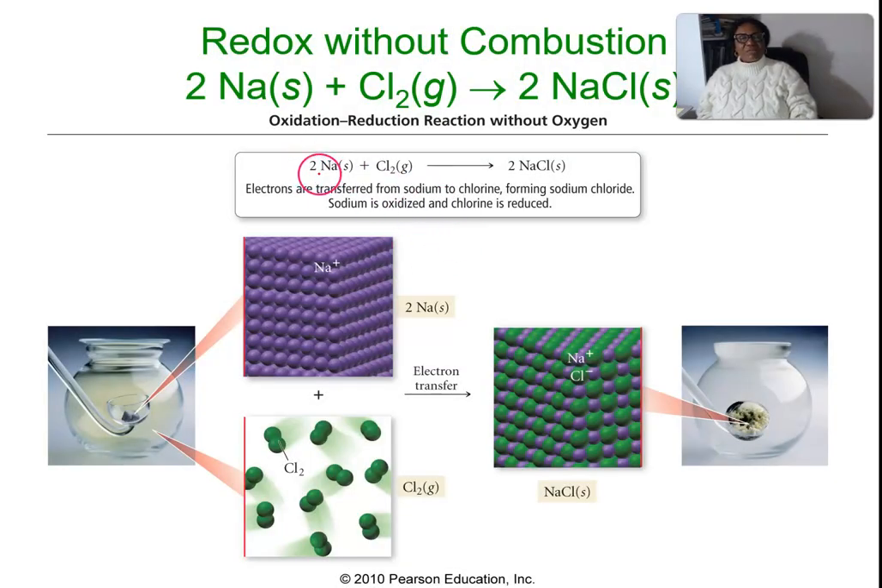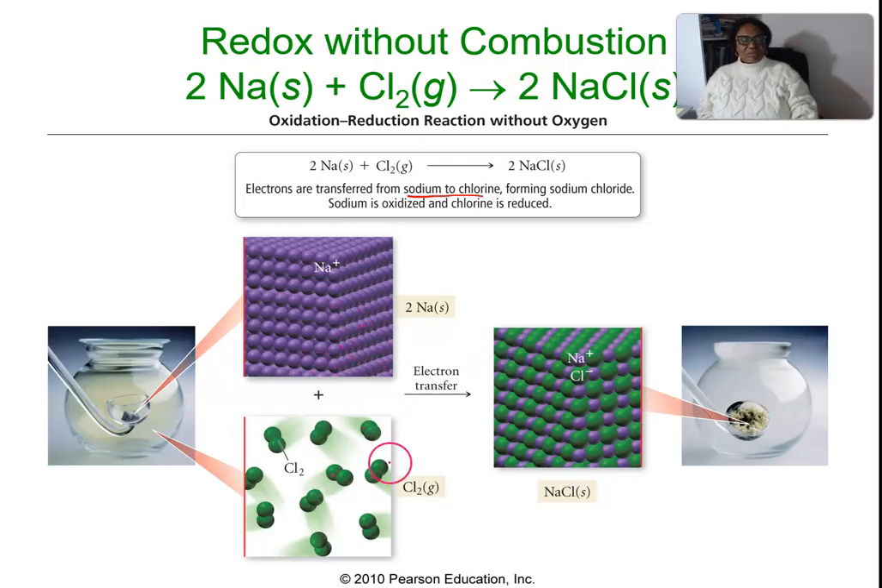The reaction of sodium and chlorine to form sodium chloride. This is not combustion. This is also an oxidation reduction reaction because there is transfer of electrons. Electrons are transferred from sodium to chlorine, forming sodium chloride. Sodium is oxidized and chlorine is reduced.